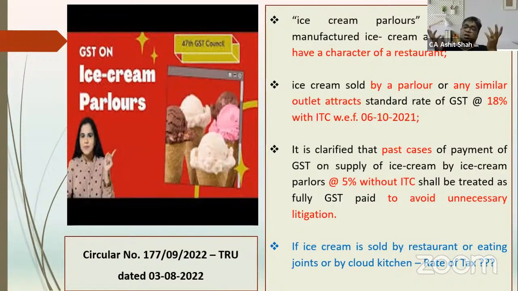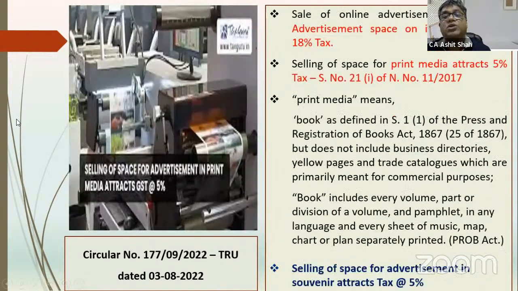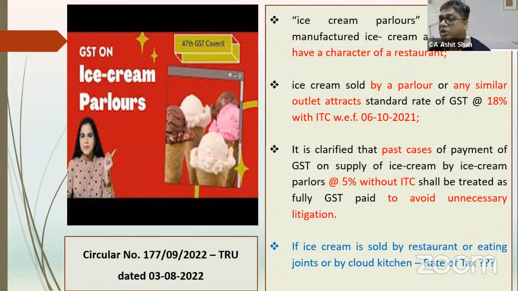Take a scenario where there is a cloud kitchen. They are preparing ice cream. They are not ice cream parlors. Then what would be the rate of tax? It would be a very dicey situation in respect of a cloud kitchen. One clarification has been issued saying that cloud kitchens are nothing but restaurants only, and accordingly the rate applicable to restaurants would be applicable, and therefore the rate of tax for a cloud kitchen would be 5%. So now the test would be whether it really holds good or not. Only time will tell.